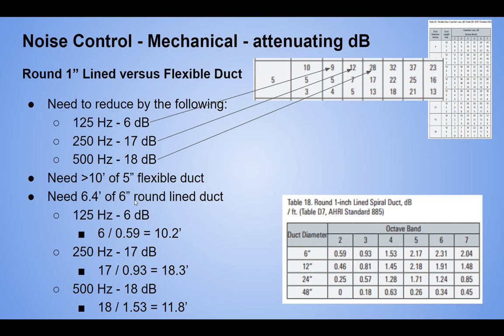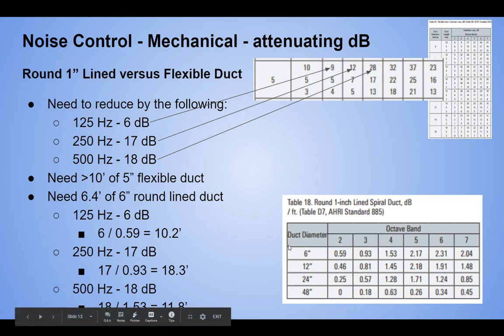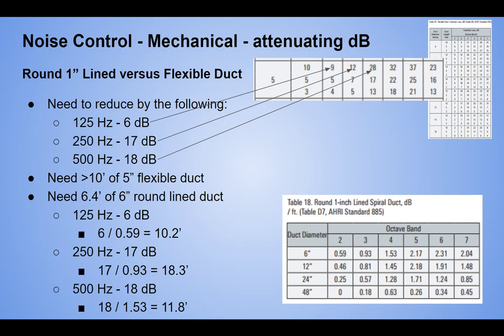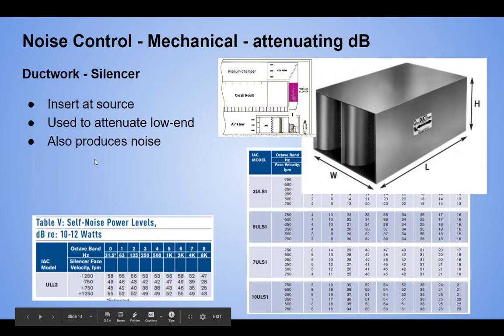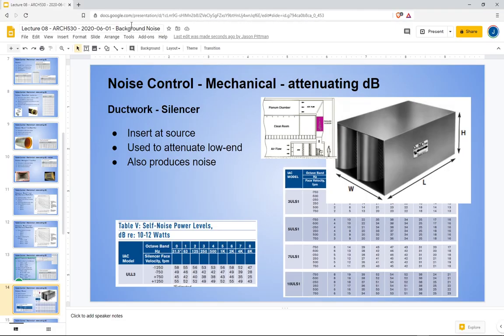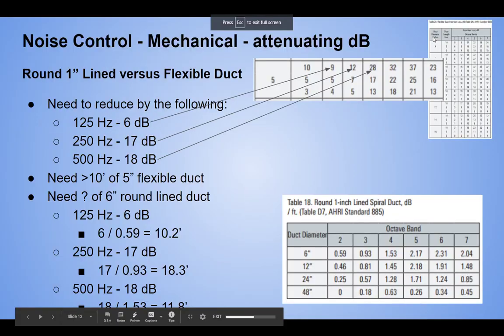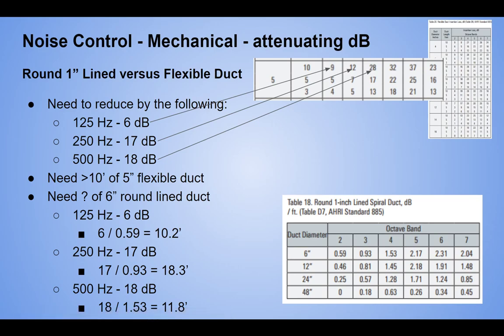What if we did spiral round? And we could add as much as we wanted. So it's not 6.4. Let's change that right now. Put a question mark. That's what it's supposed to be. I don't know where that number is. Must be too late in the day. Now let's go back. There we go. So how much round duct do we need?